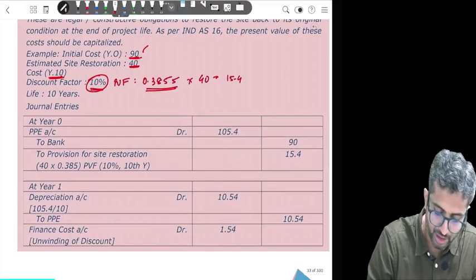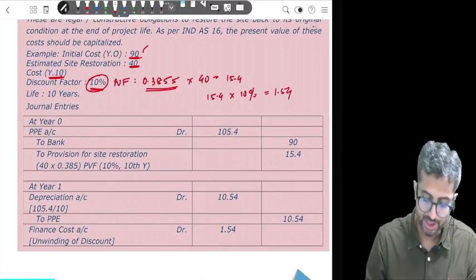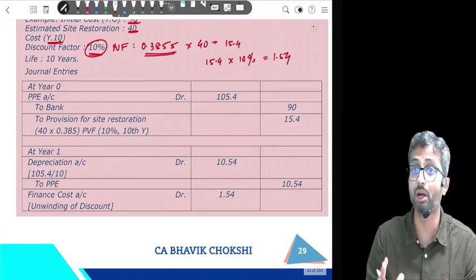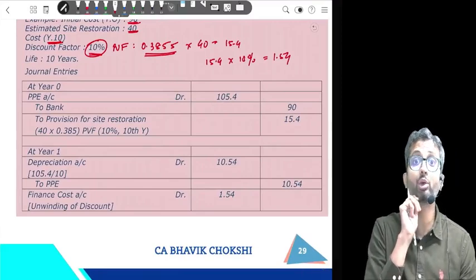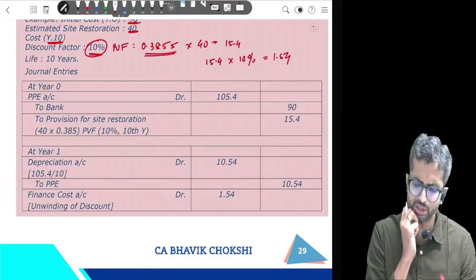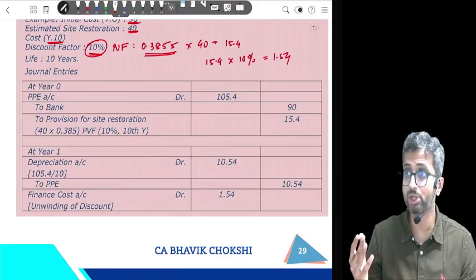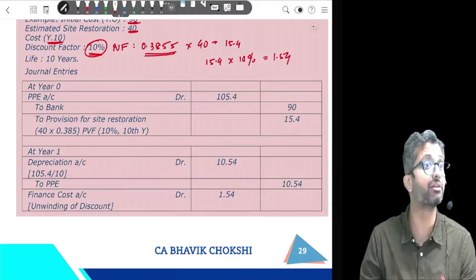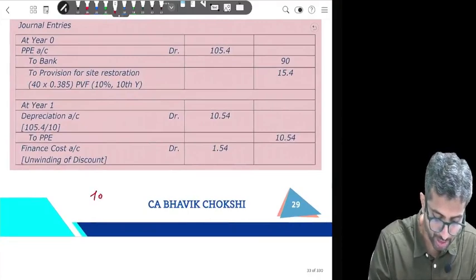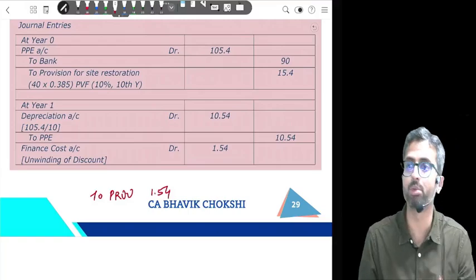So from the first year, I would say 15.42 is my provision into 10%. That is equal to 1.54. Acha, what will be the journal entry, the double entry, for 1.54? Do I have to increase the provision or decrease the provision? If I have to increase the provision, will I debit or credit? Credit. Provision is a credit balance. If I have to increase it, I will credit it. So something account debit to provision. This is 1.54. The problem is, what will I debit?